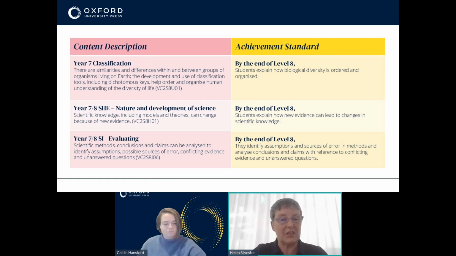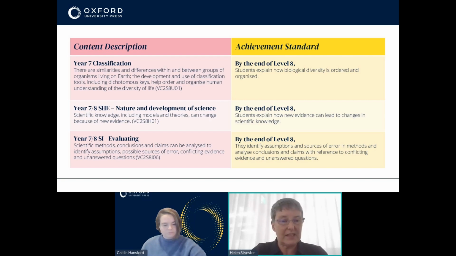If we look at science as a human endeavour, science knowledge, including models and theories, can change because of new evidence. That's the descriptor, and you can see the direct correlation. In this case, students need to explain how new evidence can lead to changes in scientific knowledge. So explaining is that key verb that students need to be able to achieve. That's what you need to report against. So while you might teach according to the content descriptor, the way you're assessing is the achievement standard.